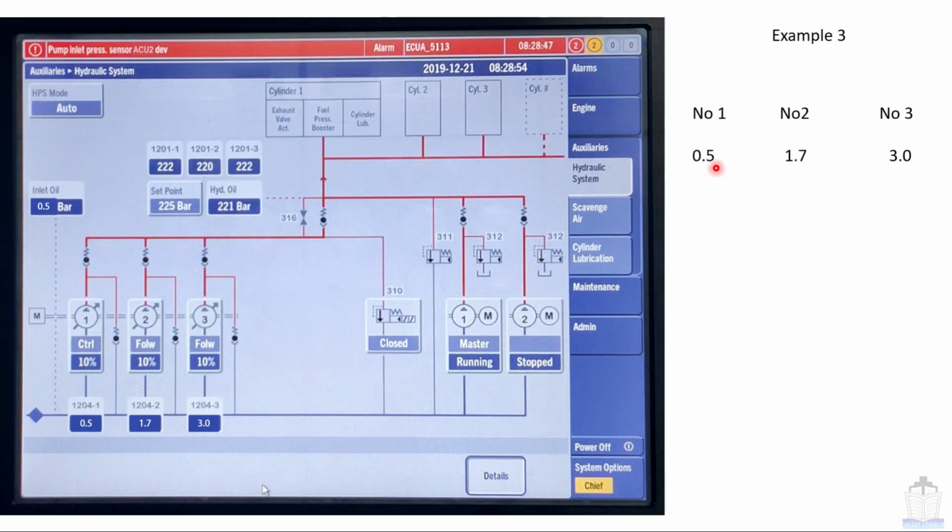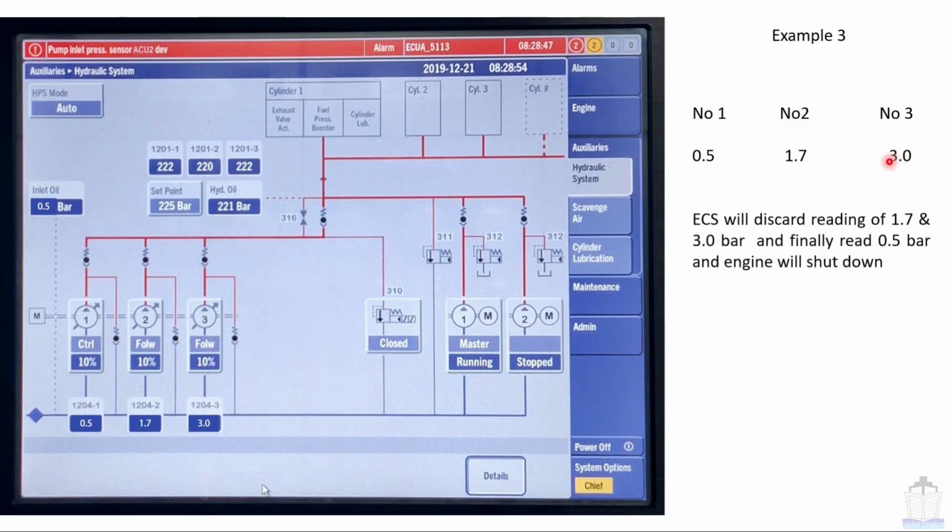Number 1 reading 0.5, number 2 reading 1.7 and number 3 reading 3.0. In this case, difference between number 1 and number 2 is more than 1 bar, between number 2 and number 3 also more than 1 bar, and between number 1 and number 3 also more than 1 bar. So what action will the ECS take?